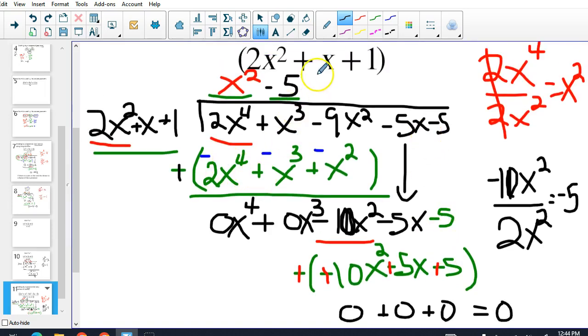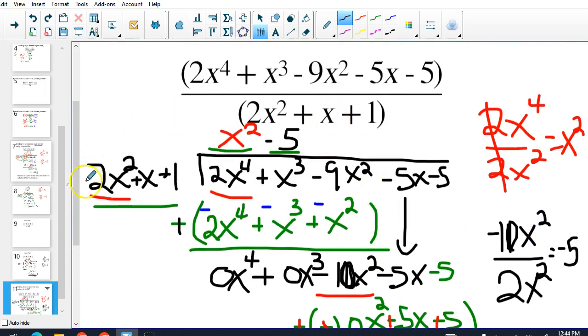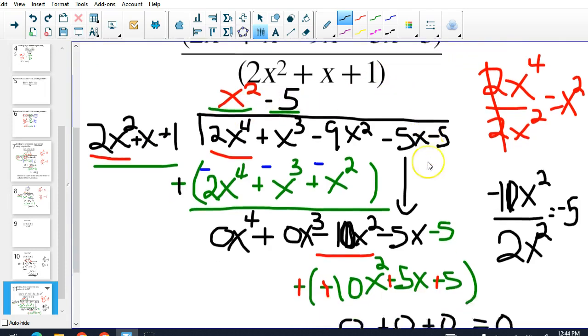So our answer is going to be x squared minus 5. All this means is 2x squared plus x plus 1 times x squared minus 5 will give us the numerator. Or when we're looking for our answer, if we divide our numerator by our denominator, we get x squared minus 5.